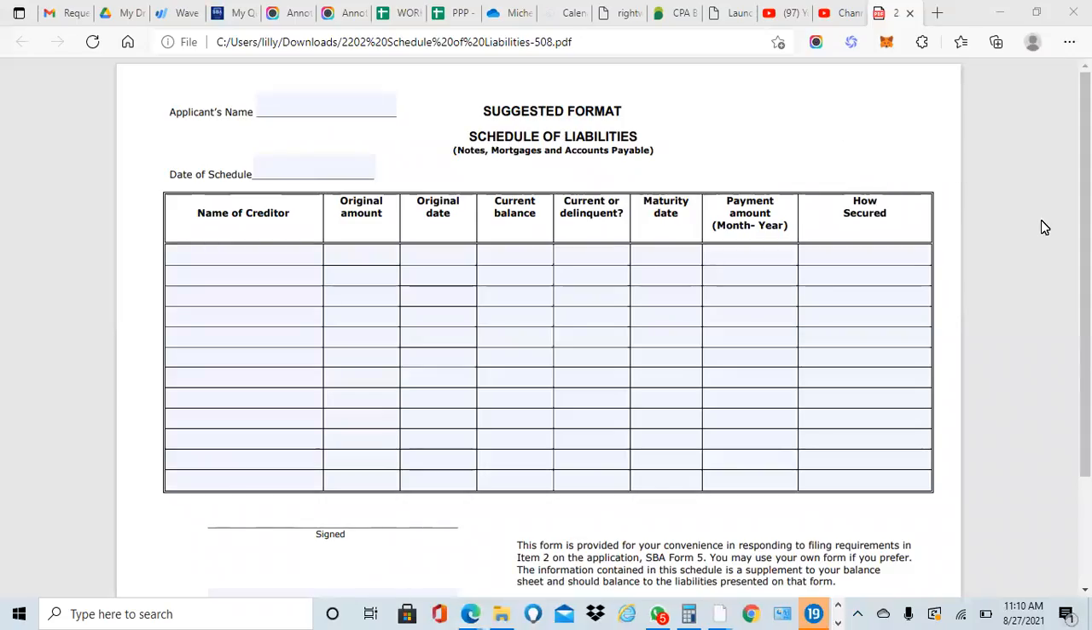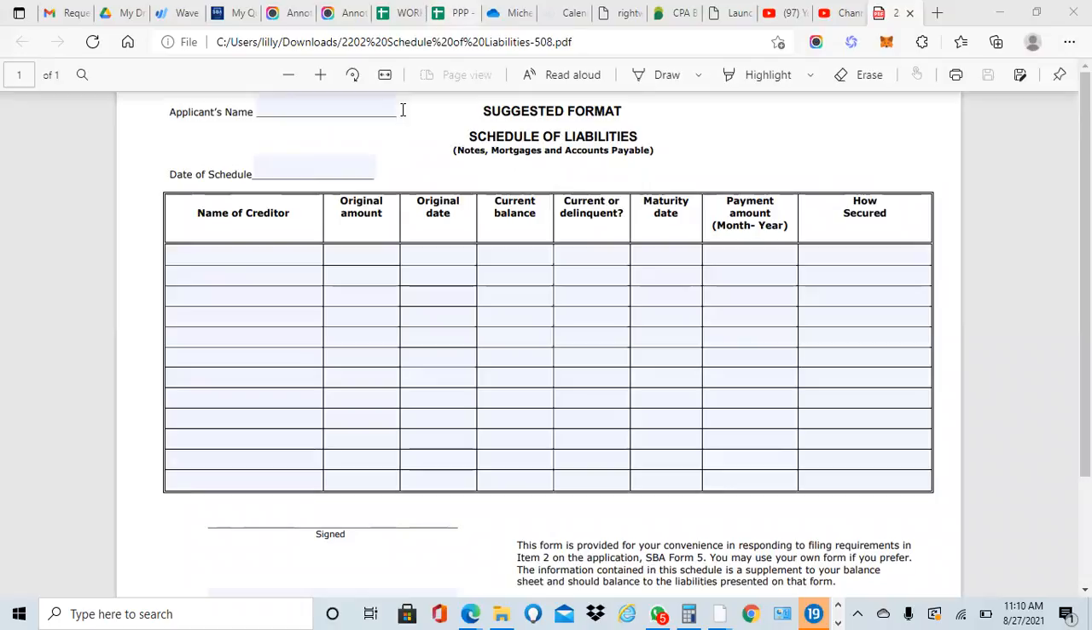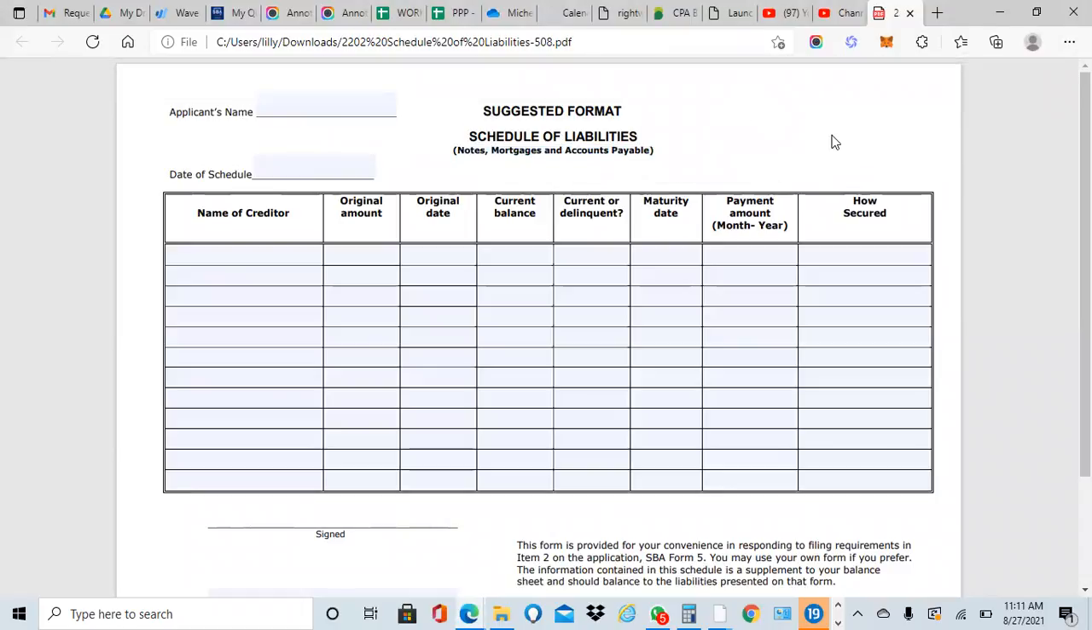Okay, so this is the form 2202 that the SBA requests from most applicants. This form is very straightforward. It's for all notes, mortgages, and accounts payable. In simple terms, this means any loans and or credit cards that you may have.